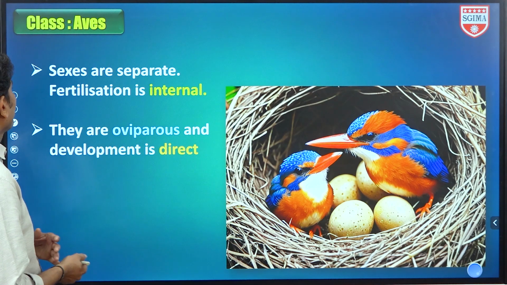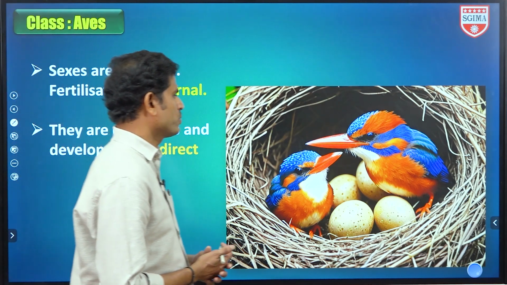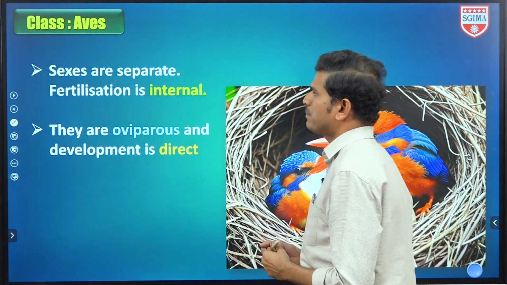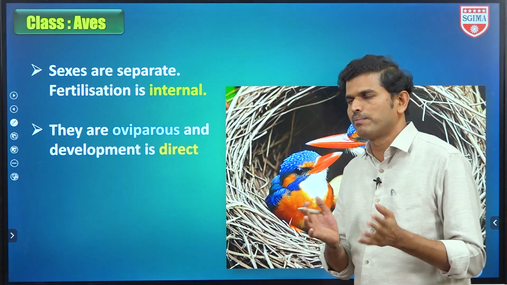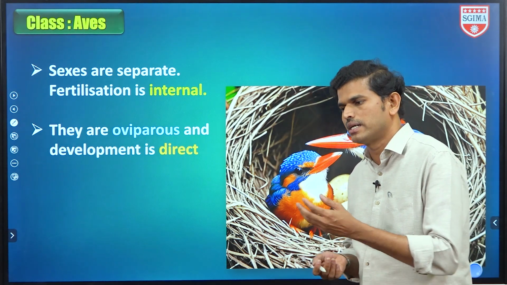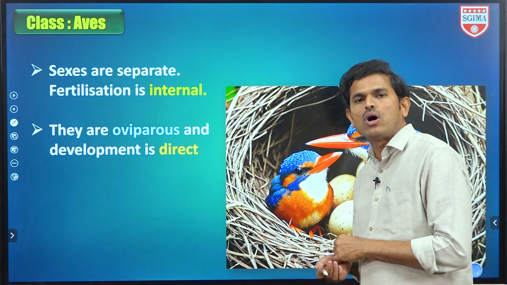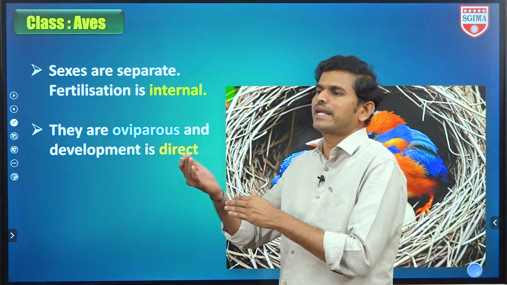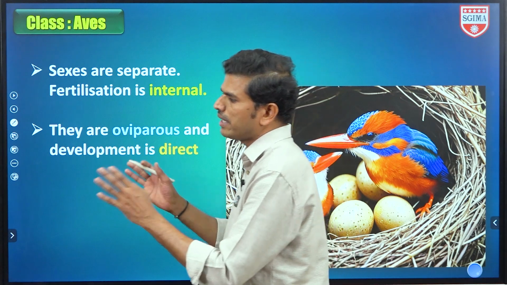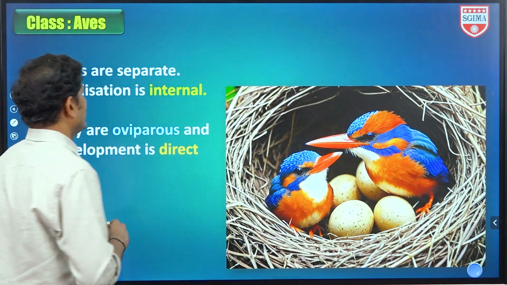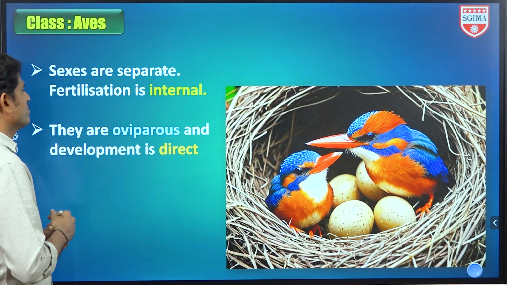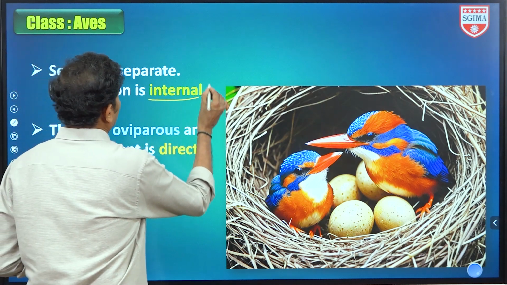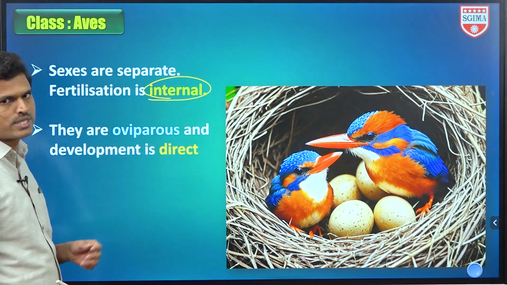Next one. So finally reproduction has come. Sexes are separate. Of course, birds, male and female birds are separate. When we observe the surroundings, peacocks, peahens, cocks, hens, the males are more attractive than the females, so we can easily identify them. Sexes are separate, sexual dimorphism, and fertilization is internal. Of course, in these organisms the fertilization is internal.